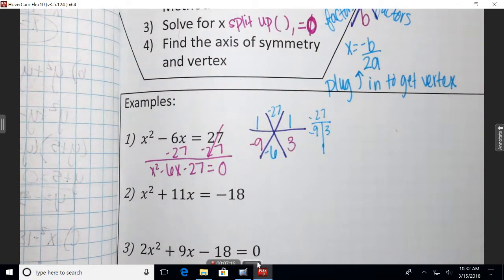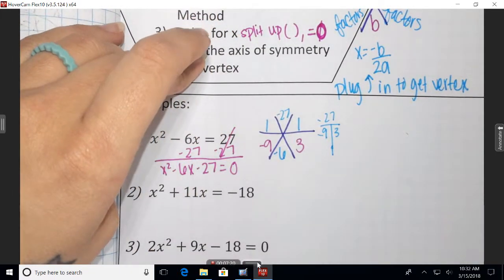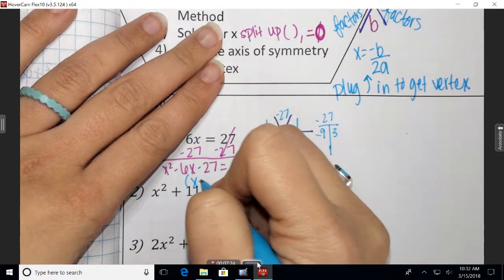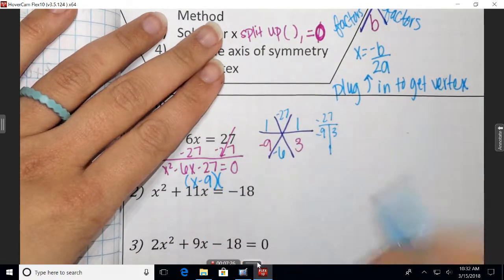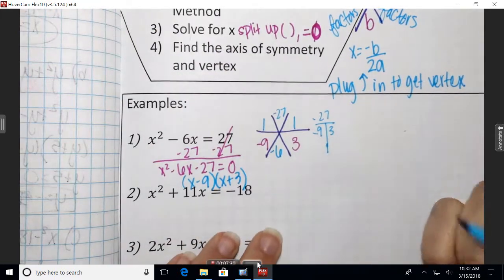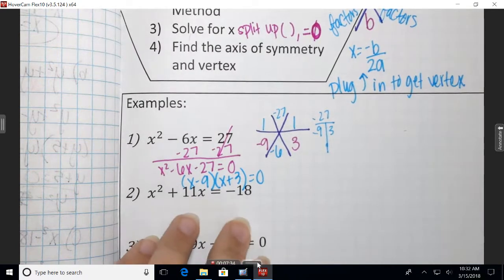All right, and who can help me write my parentheses from here? All right, Brunson. You're going to do parentheses 1x minus 9. And then close that, and then parentheses 1x plus 3. Good, take a point. And what do I set it equal to? 0.